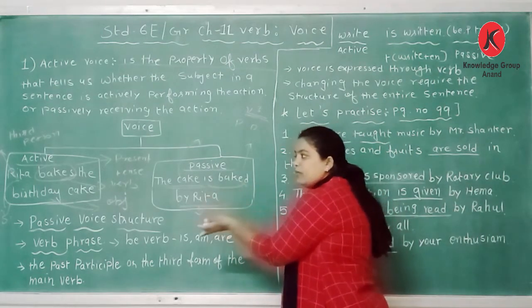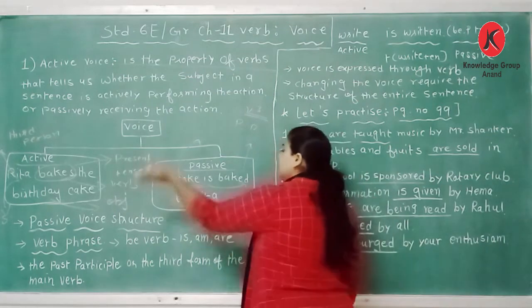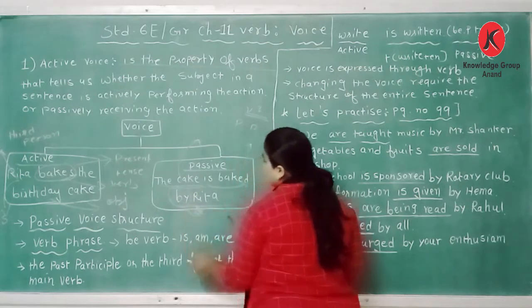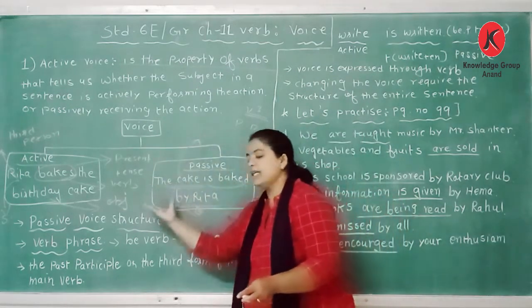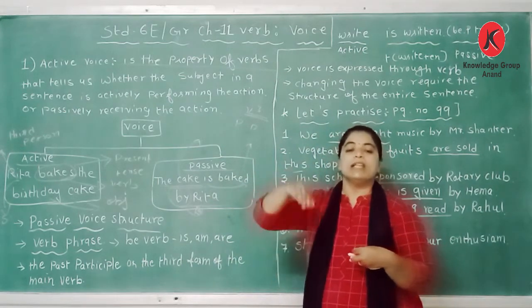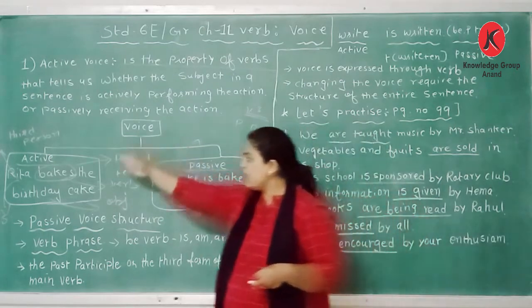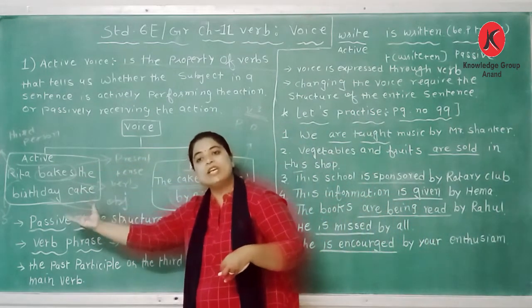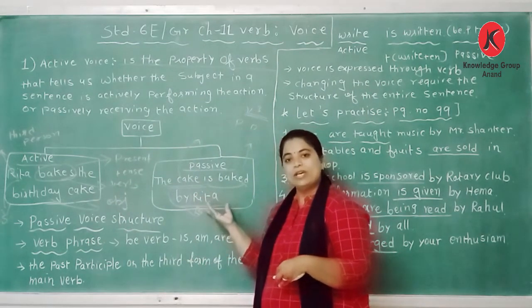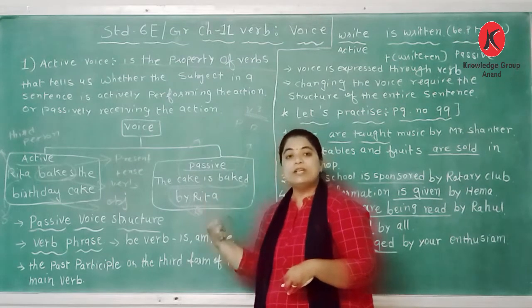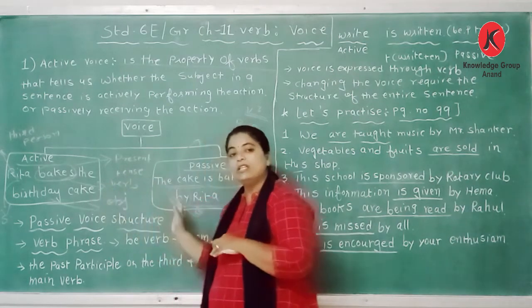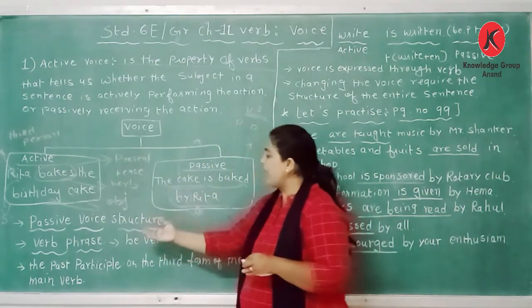Who has performed the action? Rita has performed the action, so here we have written by Rita. The sentence has thoroughly interchanged. The object became the subject and the subject became the object. In the active voice, the subject performs the action, and in the passive voice, the subject receives the action.